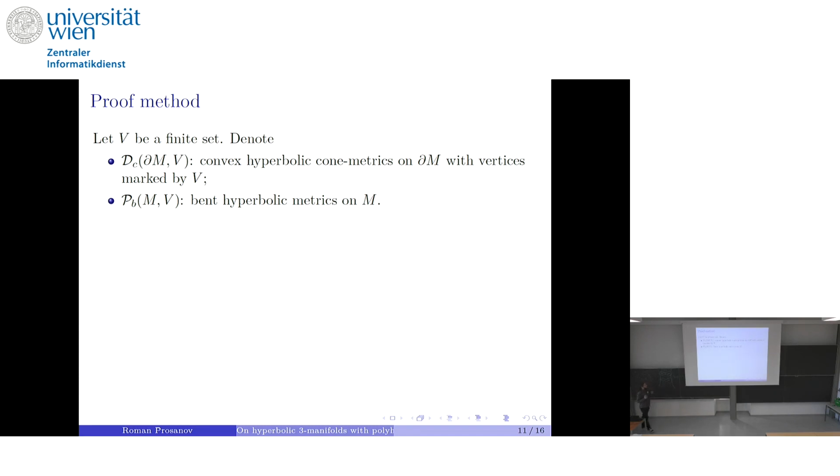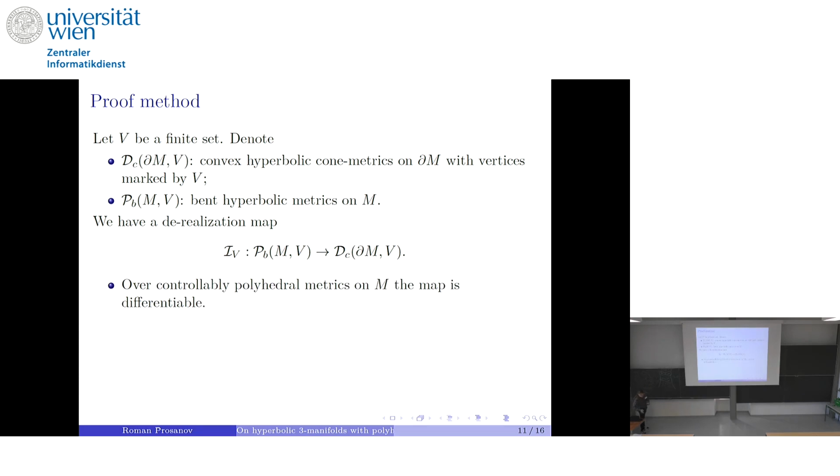It is the continuity method, which in the context of discrete geometry was heavily popularized by Alexandrov. So we are fixing topology, so we are fixing some M, we are fixing some finite set, and we are denoting the space of convex hyperbolic on metrics on the boundary with vertices marked by the set up to isotopy. And we are denoting like this the space of bent hyperbolic metrics on the three-dimensional manifold M with vertices marked by V, once again up to isotopy. Those are finite dimensional topological manifolds, and we have a realization map. We want to realize every such metric by a bent structure on M, so we are considering every bent structure and associating to it the induced metric on the boundary. Then we are working with the properties of this map.